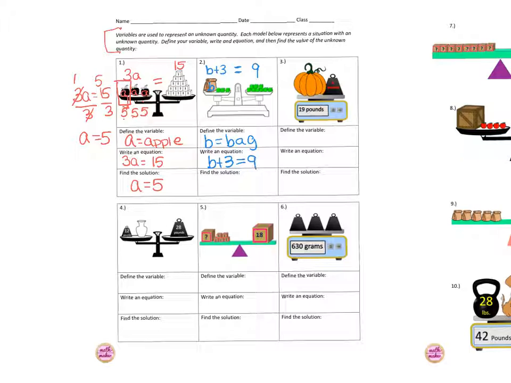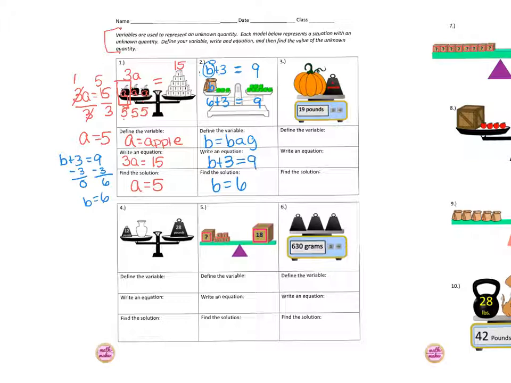To find the value of the bag, I have to ask myself, what has to be added to 3 to give us a value of 9? Well, I know that in my head. 6 has to be added to 3, so I know that the bag must be equal to 6, because 6 plus 3 equals 9. Okay, I could have also used my inverse operation to solve that. I have B plus 3 equals 9, so I could have subtracted 3 from this side and gotten 0, subtracted 3 from this side, and I get 6. We get B equals 6.